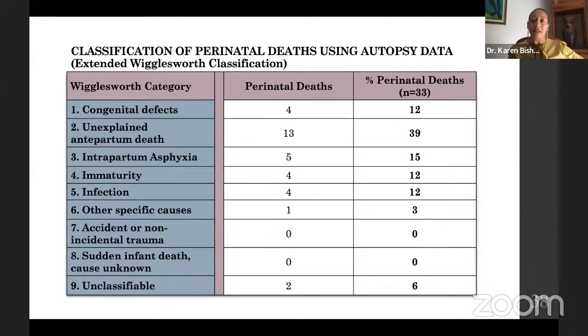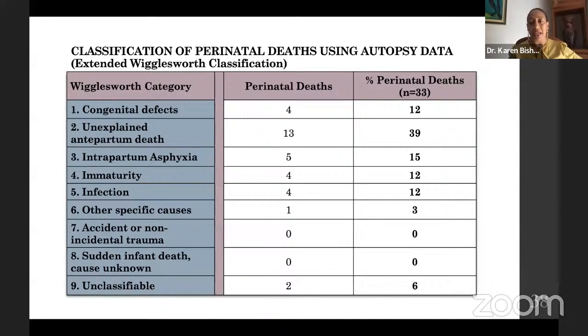So with that, the first column has the actual numbers, and the second column with the denominator being all perinatal deaths in which there was an autopsy. So that amounted to 33 babies. And the most common thing was unexplained, well, the antepartum death category. And followed by, we had 5 cases that we put in the intrapartum asphyxia category. So that's the next highest.